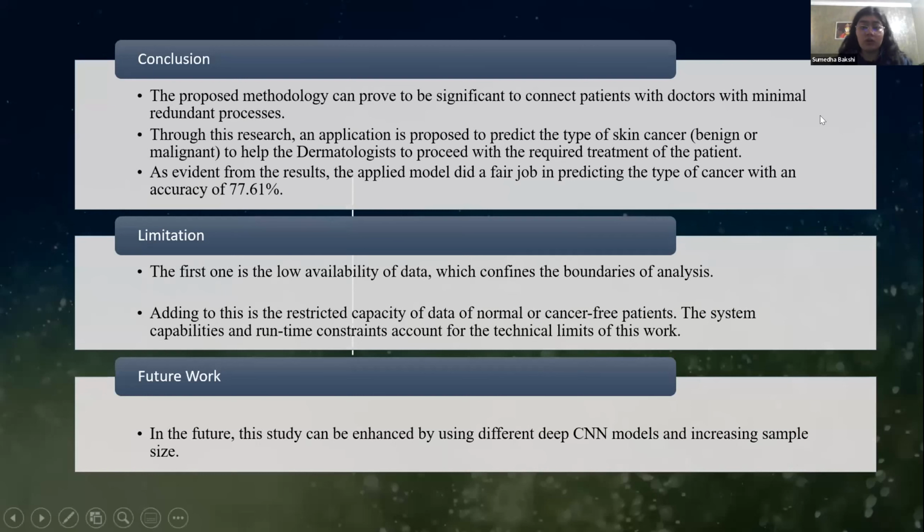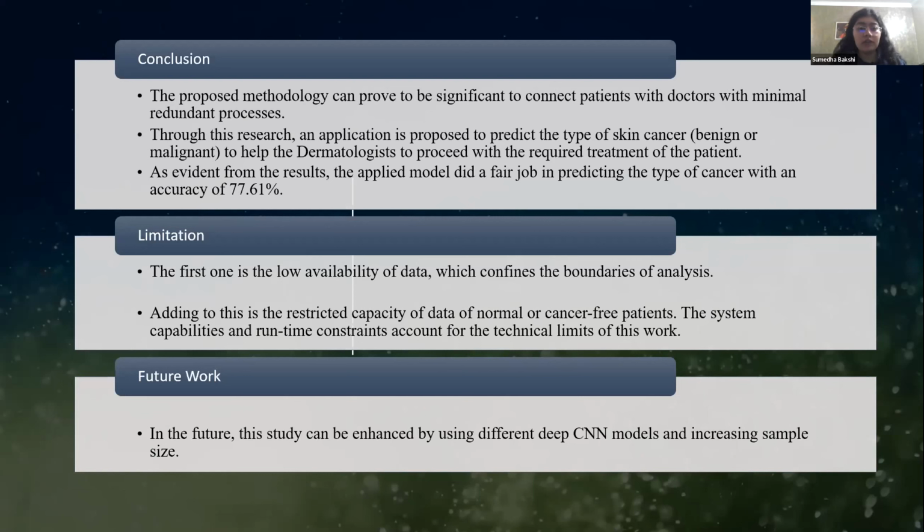So for the conclusion part, the proposed methodology can be proved to be significant to connect patients with doctors with minimal redundant process. As of right now, in case you're in a remote area, or not even in a remote area, if you're consulting with one doctor and you do not find their prescription suitable, or you move to another place, then creating a connection with the very same doctor proves cumbersome. You keep on switching from doctor to doctor, which results in a lot of turnaround time, because every other medical expert is going to give you a different consultation, or it might not match that of the previous. There's also going to be a variation that occurs. So to curb that problem, we propose this cloud-driven model.